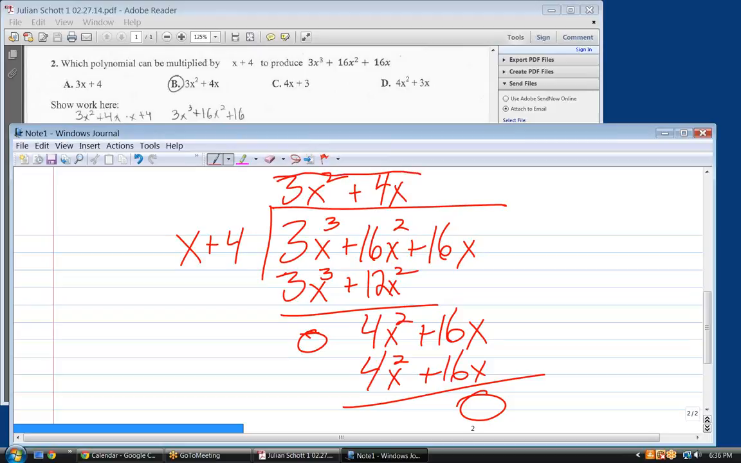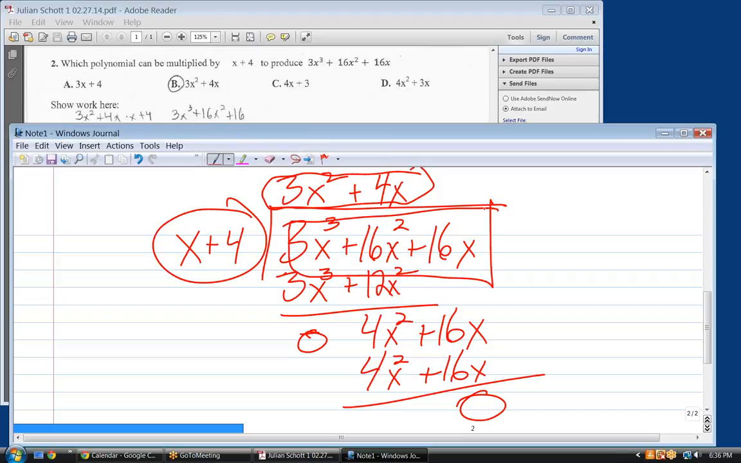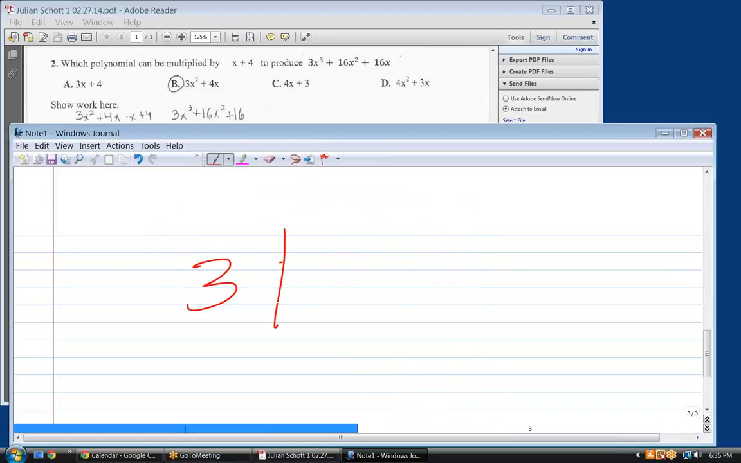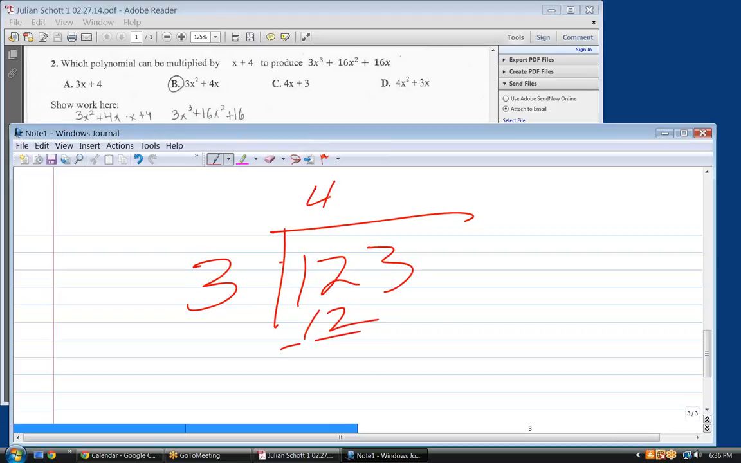But since it is, and of course now what that means is that answer times x plus 4 is going to equal that polynomial that's in the middle there. So long division is just like regular division. It's really no different. I want to divide 3 into 123. I divide 3 into 12. That's 4. I multiply 4 times 3. I subtract, bring down the 3, divide it again, multiply it, got 0 remainder. 41 is the answer.